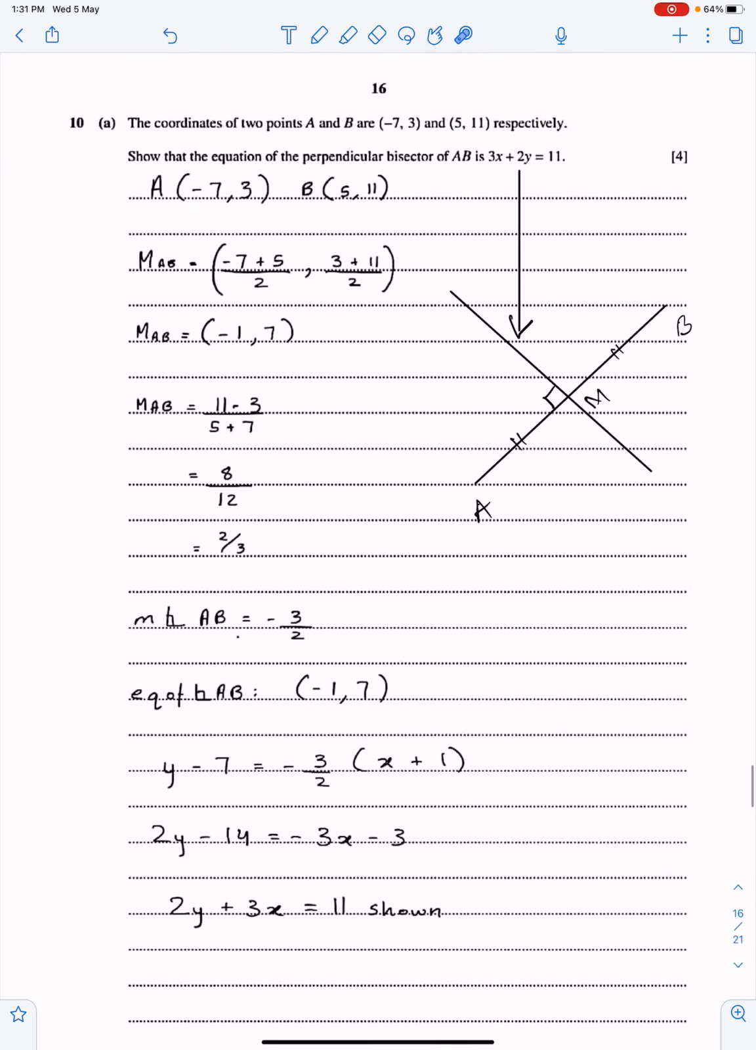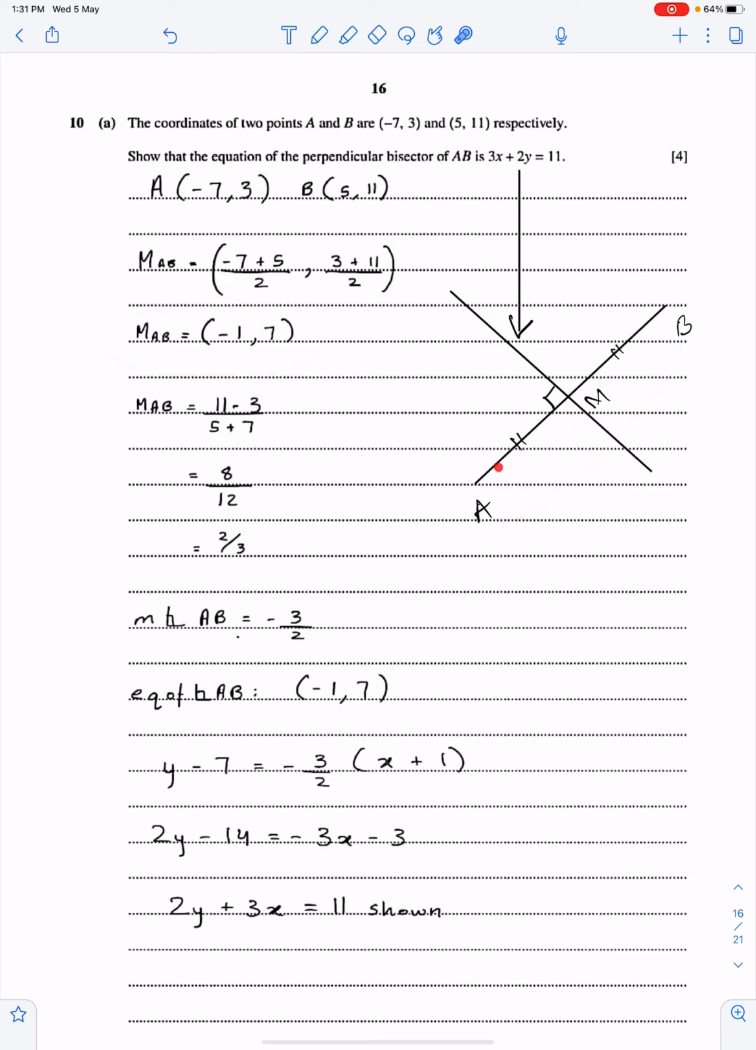Question number 10. The coordinates of two points A and B are given. Show that the equation of the perpendicular bisector of AB is this. This is the rough sketch. This is A and this is B, and this is the perpendicular bisector of AB. We need to show the equation of this bisector. Number 1, we need to work out the midpoint because the bisector always passes through the midpoint. So the midpoint of AB is minus 1 comma 7.